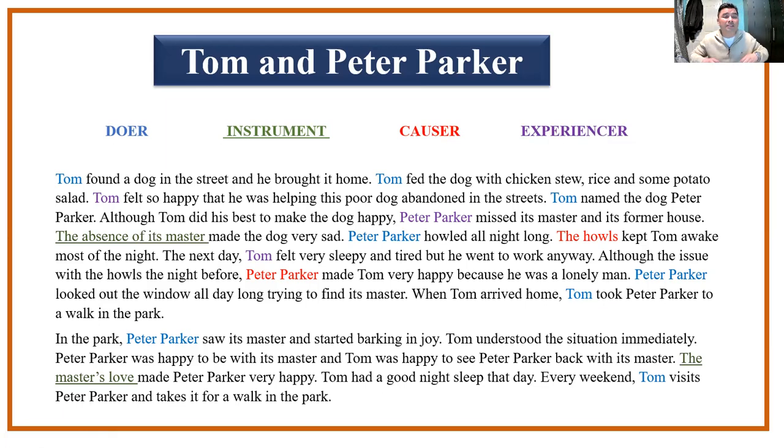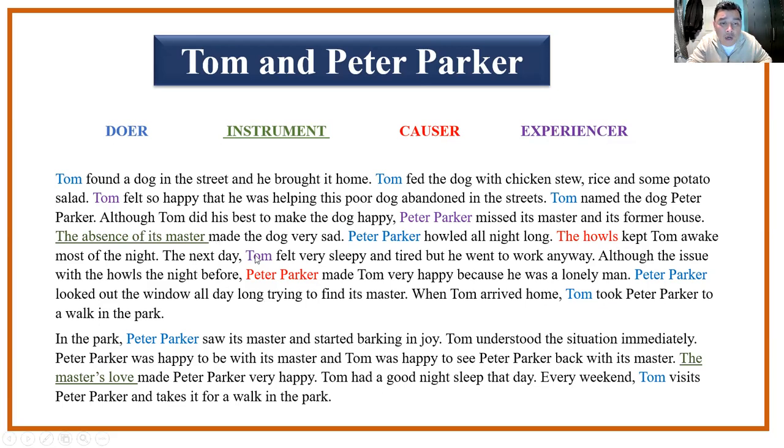The absence of his master made the dog very sad. This is the instrument, because the absence of his master, inanimate, made the dog very sad over here. So I put it as an instrument. Peter Parker is the doer, howling all night long, because he's doing the action of howling all night long. The howls kept Tom awake most of the night. This is a causer. Why was Tom awake all night? Because the howls were what caused Tom to be awake most of the night.